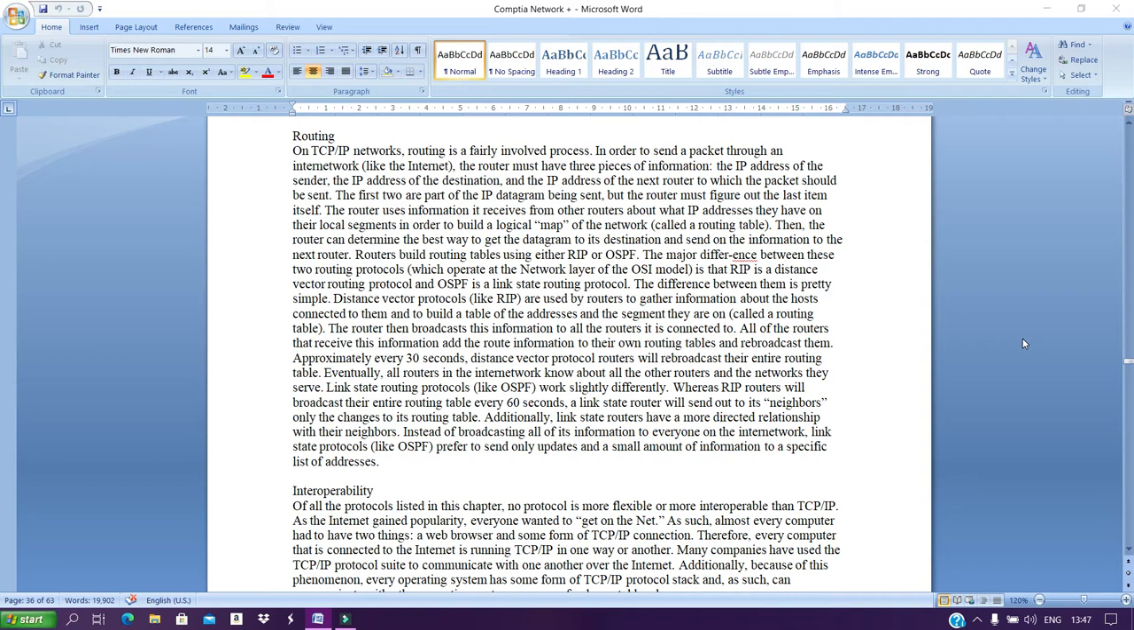Additionally, link state routers have a more directed relationship with their neighbors. Instead of broadcasting all of its information to everyone on the network, link state protocols like OSPF prefer to send only updates and a small amount of information to a specific list of addresses.